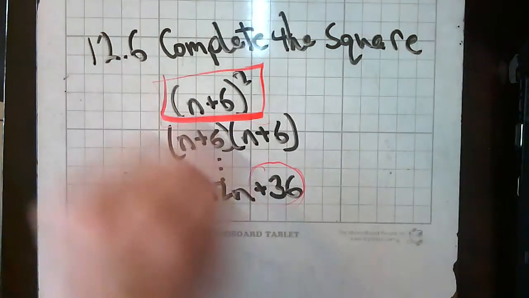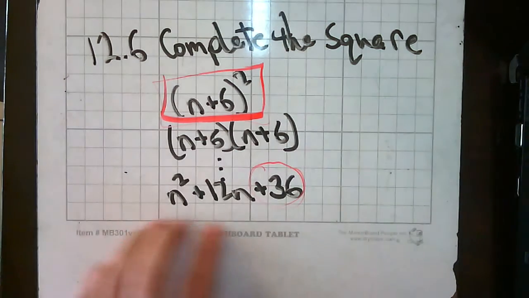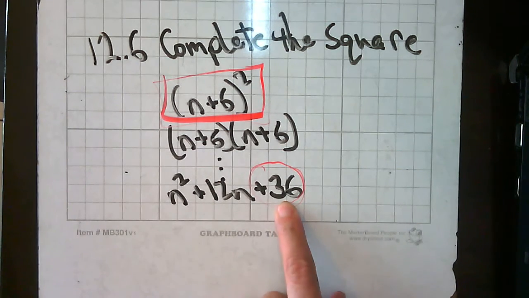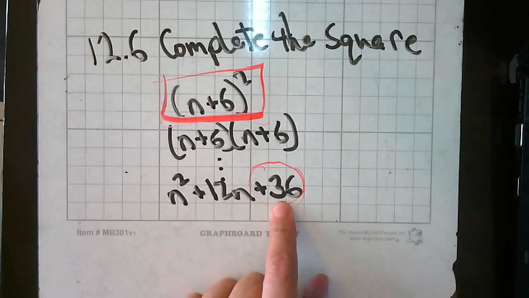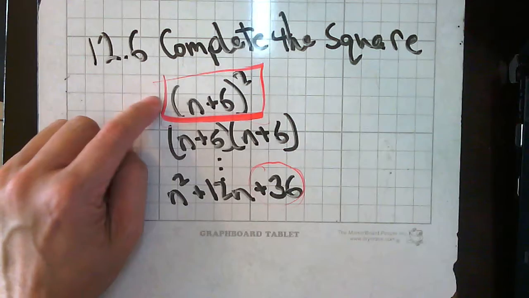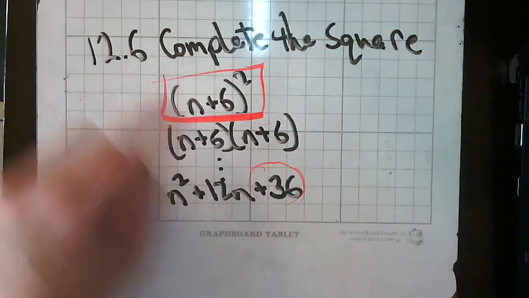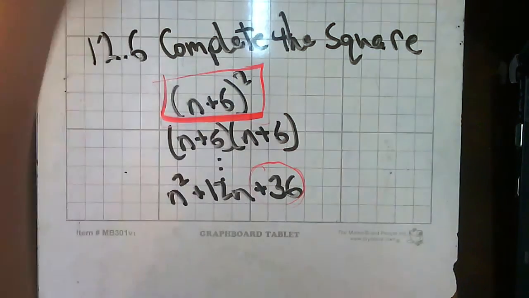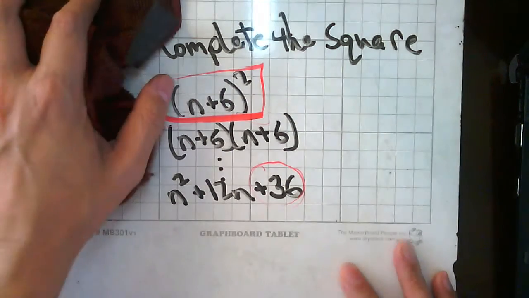These are the two things that we're going to be looking at. We're going to be going backwards. We're going to find a number to add to make it a perfect square, and then we're going to create a perfect square. So this completes the square, and this creates a perfect square. All right, let's get into our first example.